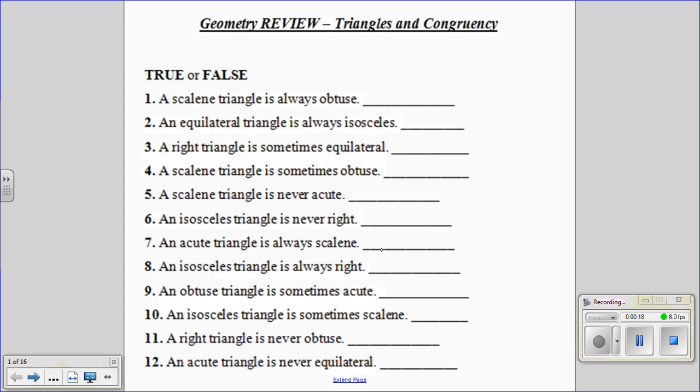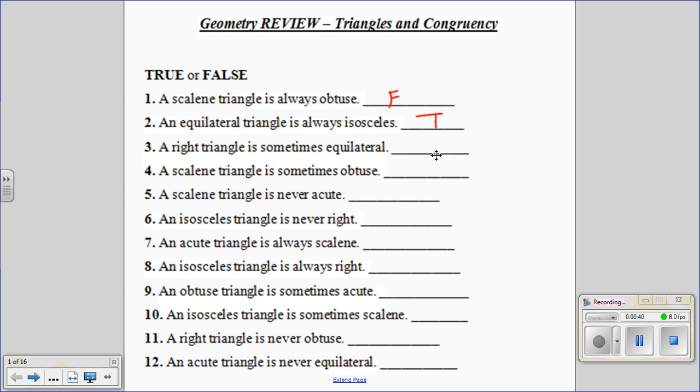Number 1, a scalene triangle is always obtuse. That's false. Number 2, an equilateral triangle is always isosceles. That is true because equilateral has 3 congruent sides and isosceles has 2 or more congruent sides.